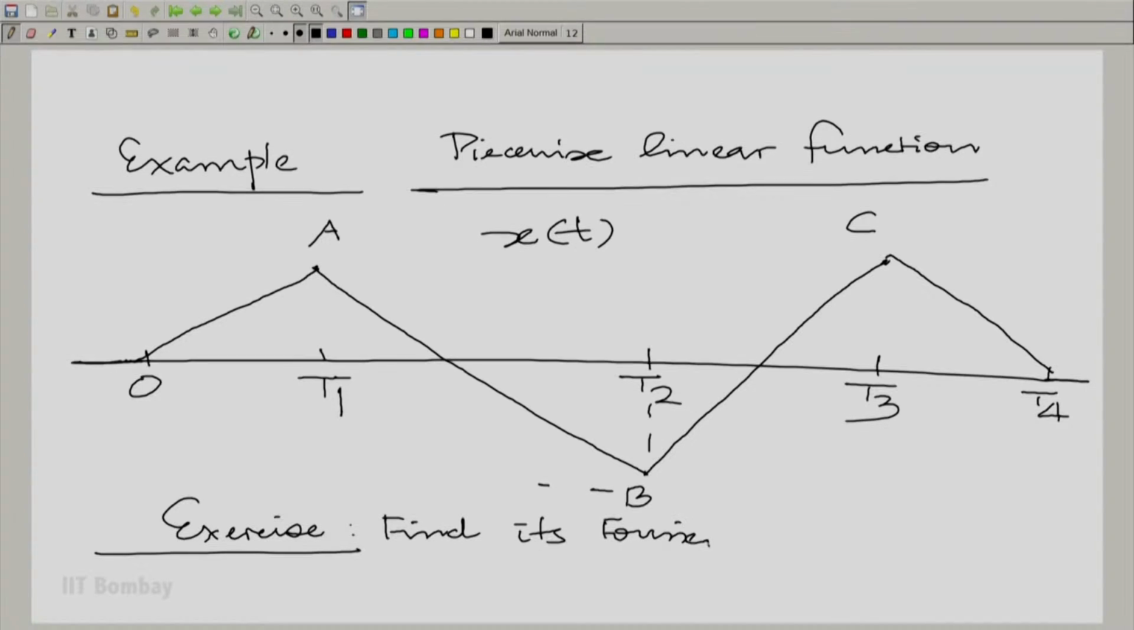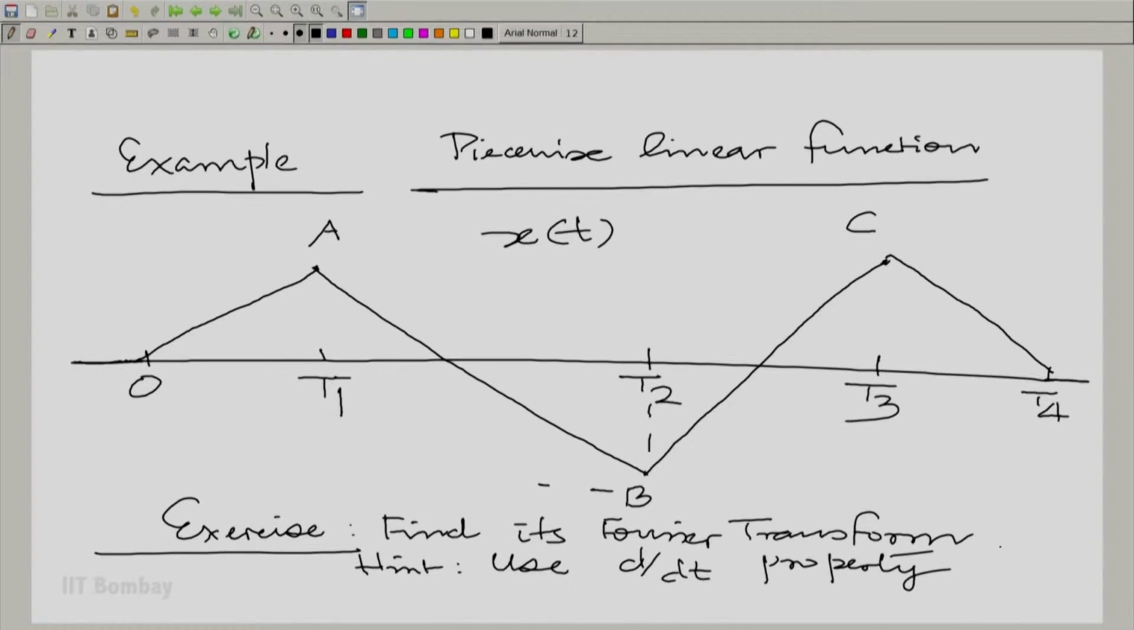The exercise is to find its Fourier transform, and the hint is to do it with the differentiation property. Let me give you a hint. When you differentiate this function, you are going to get rectangular pieces. Finding the Fourier transform of the rectangular pieces is not difficult at all. Of course, in this case, if you try to write it as a convolution, it is going to be quite messy. Maybe it is not easy to do that at all. But if you take the differentiation property, it is very easy to do.